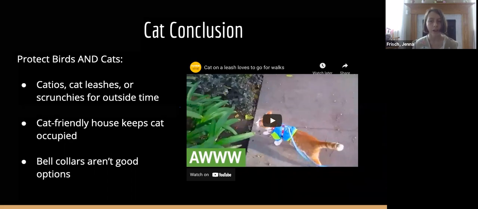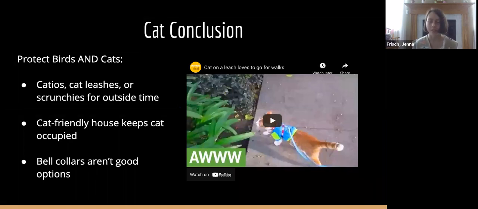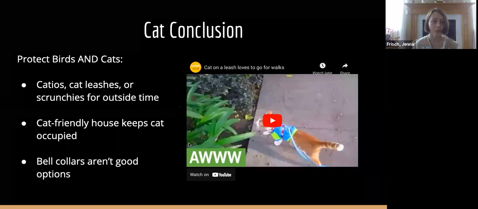So use at least one of the options if you want your cat to be outside. And if you want an indoor cat, have stuff like toys for indoor stimulation. And remember, cats aren't easier to take care of than dogs. So make sure you dedicate time to your cat. And bell collars are not a good option. They don't effectively reduce bird deaths.